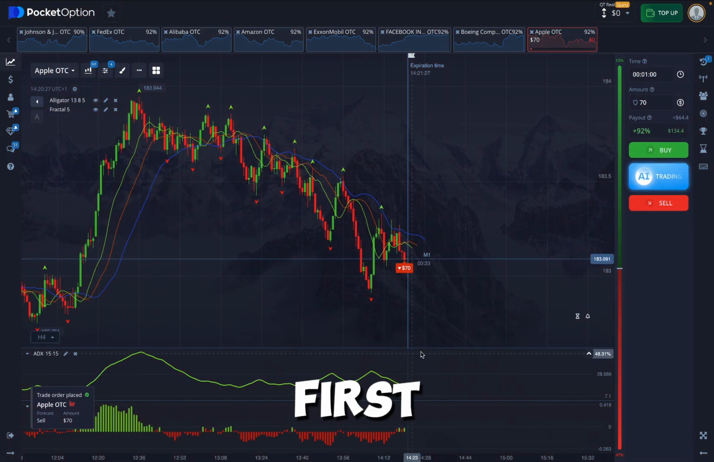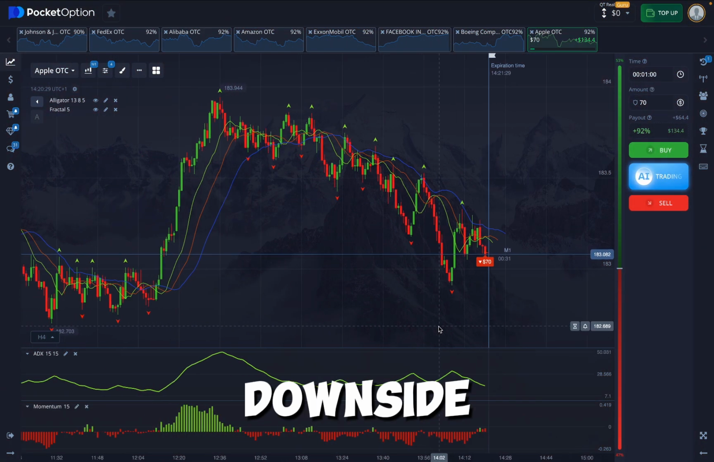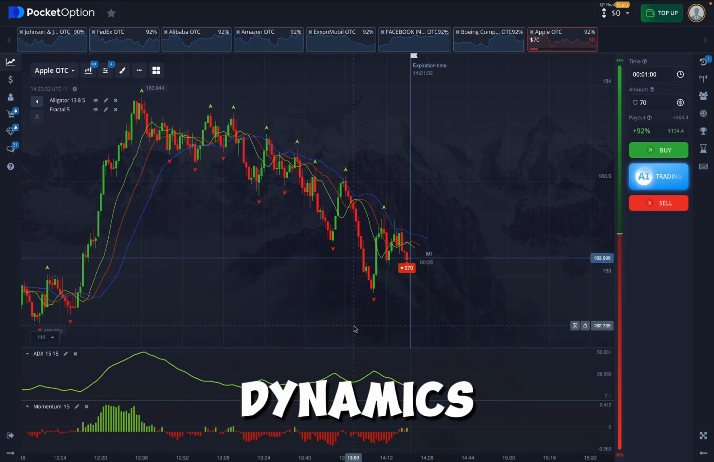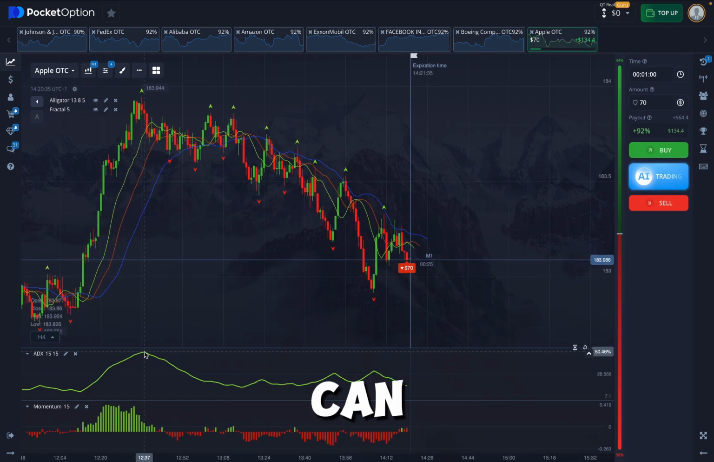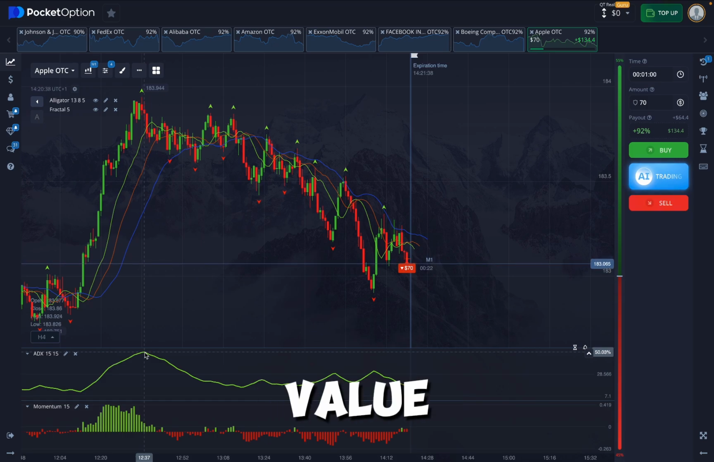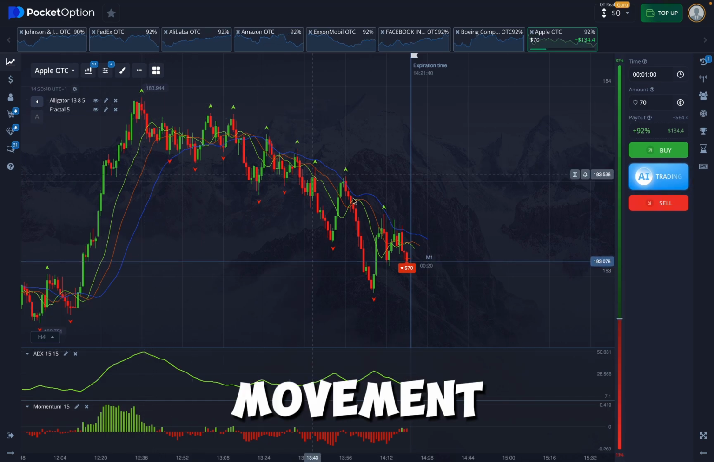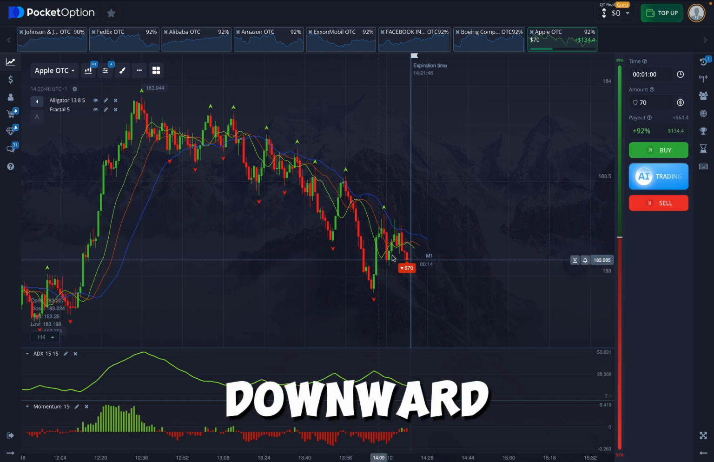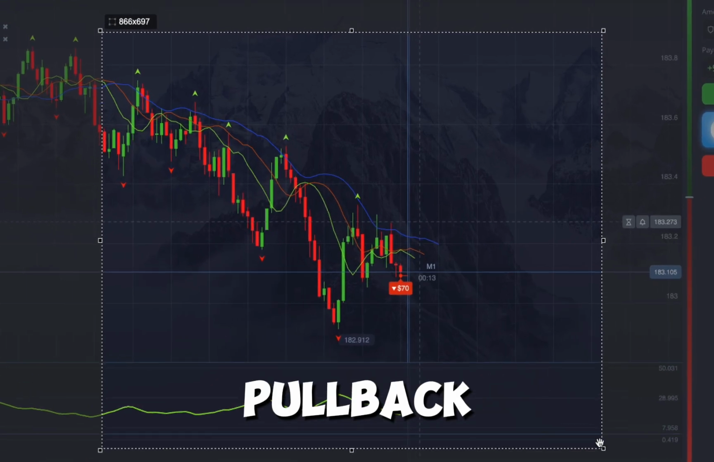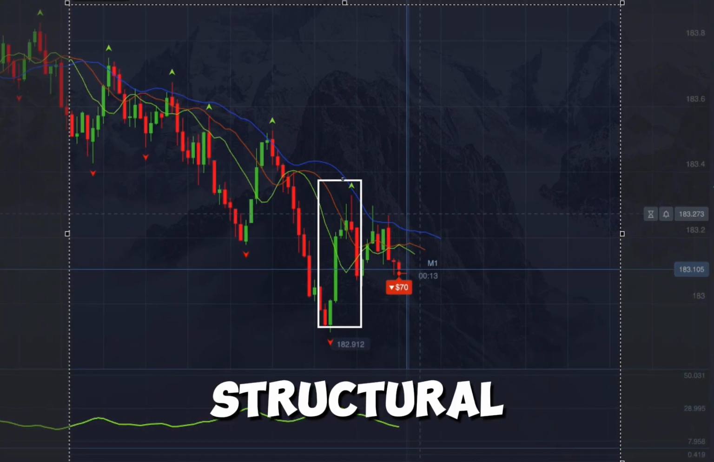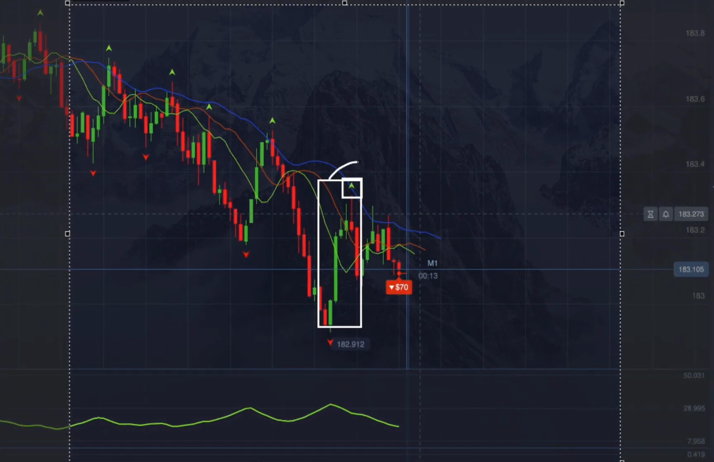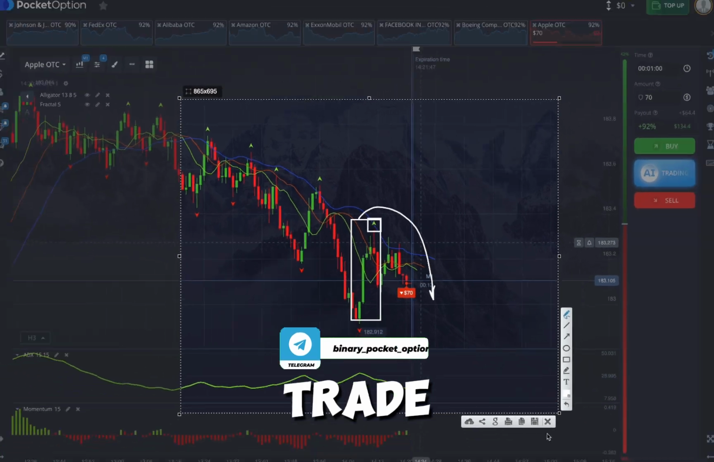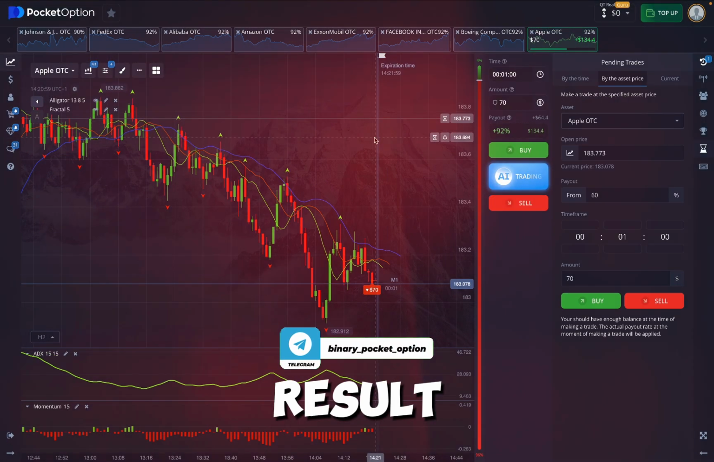And let's open the first position here on the downside in the direction of the actual trend dynamics. In general, as you can see, ADX reached its peak value for this section of the movement, 50%, and then the trend has reversed, and now we have a downward trend. There was also a pullback in the trend. A new structural local high has been formed, and here we can open a down trade. Let's look at the result.